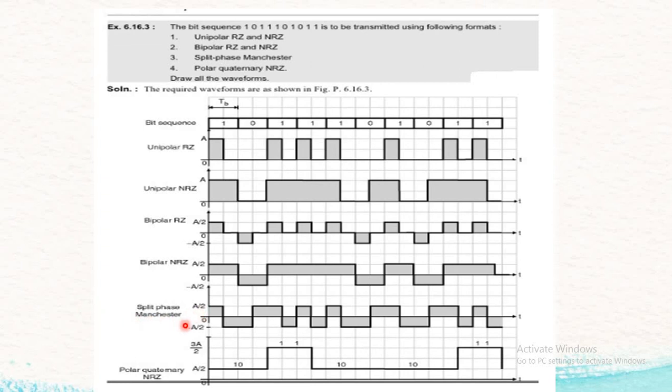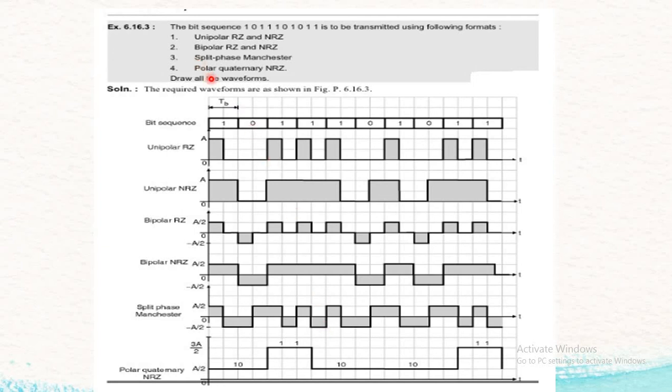Next is split phase Manchester. In split phase Manchester every bit is split and there is a transition. Your first bit is 1. For logic 1, the first half is high and the next half is low, meaning after half the time there is a transition from the higher value to the lower value. For 0, the first half is shown by the negative value and the next half by the high value. The next bit is 1, so the first half is high and the next half is low. The next bit is again 1, so the first half is high and the next half is low. In this way we represent split phase Manchester.